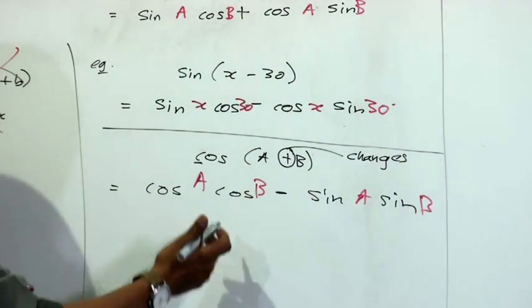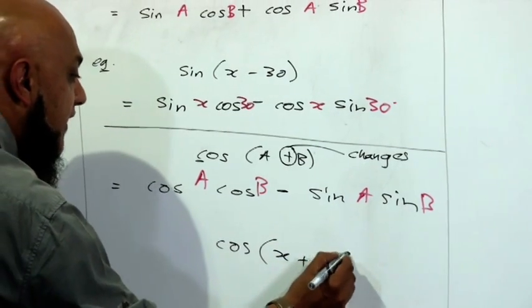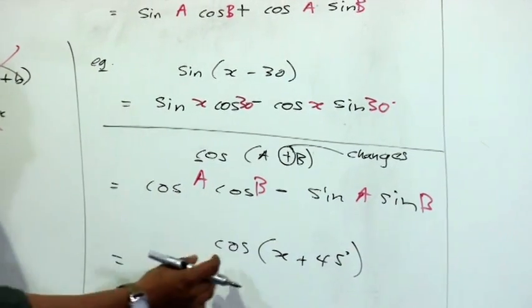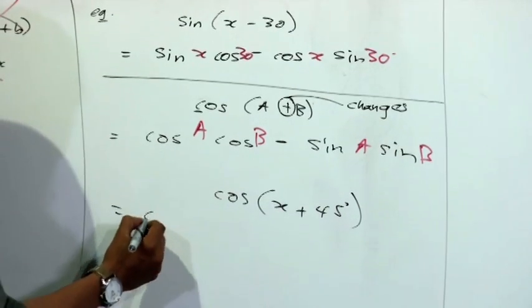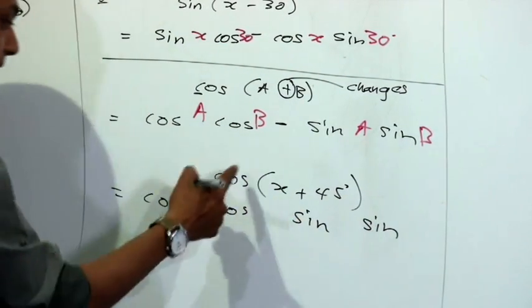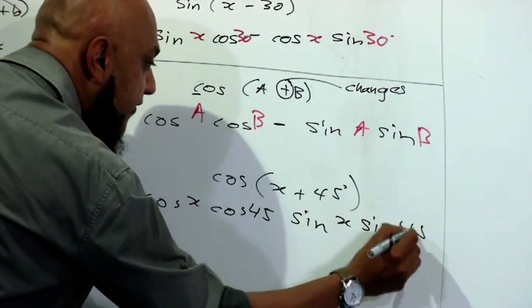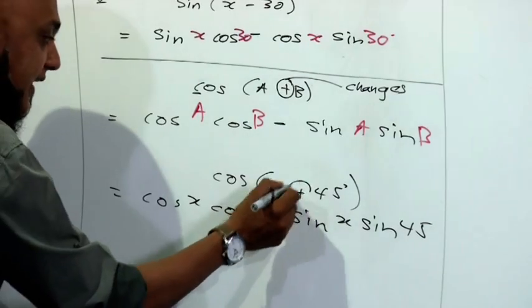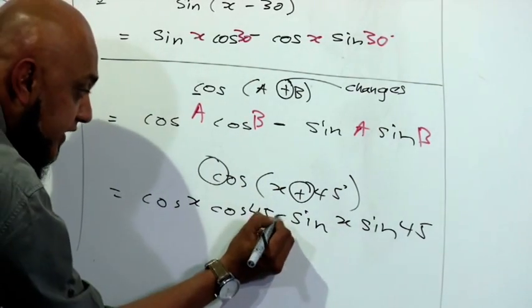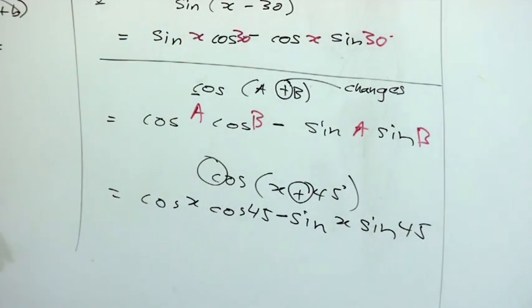Another example. We do one more example. I'll tell you: cos x plus 45 degrees. If you need to expand this, this would be cos cos, sine sine, and you'd have x, 45, x, 45. What do we know about the sign in the middle? Does it stay the same or does it change? It changes. So we have cos cos, sine sine, and the sign changes.